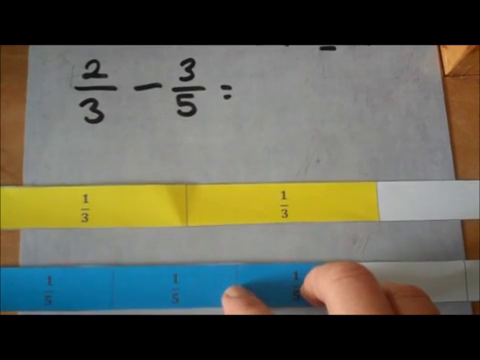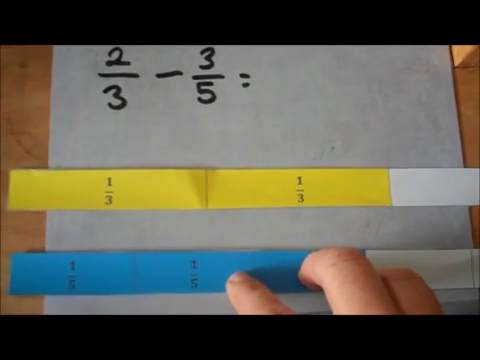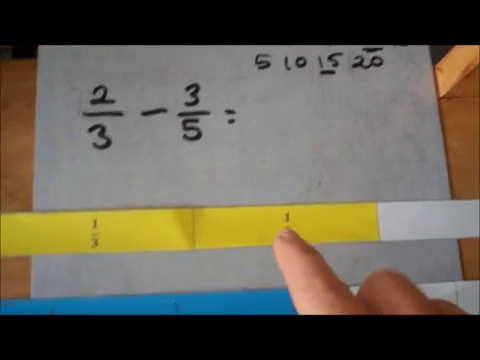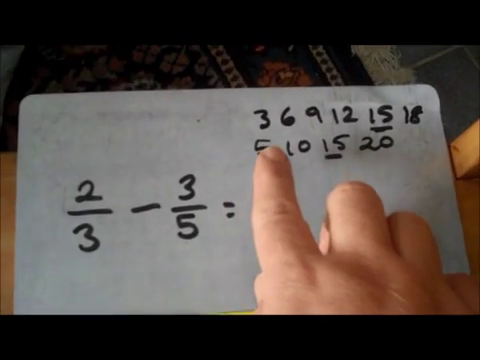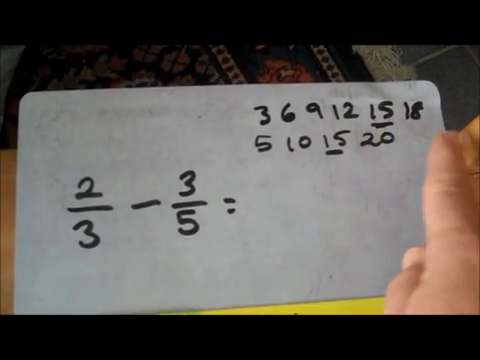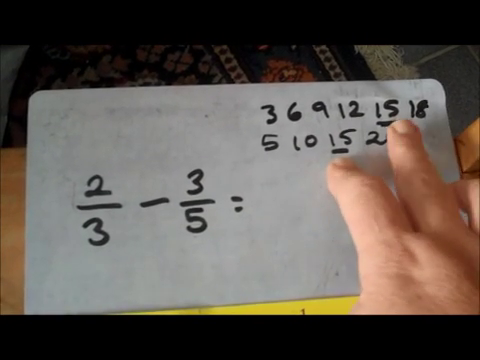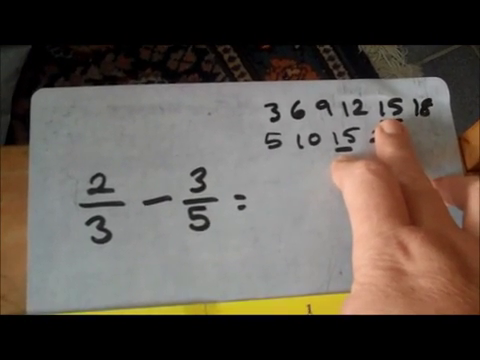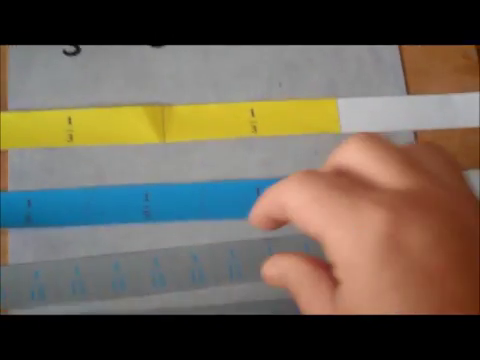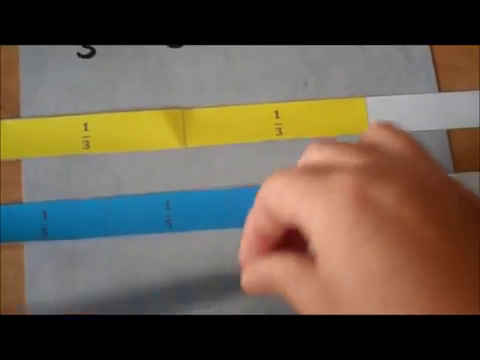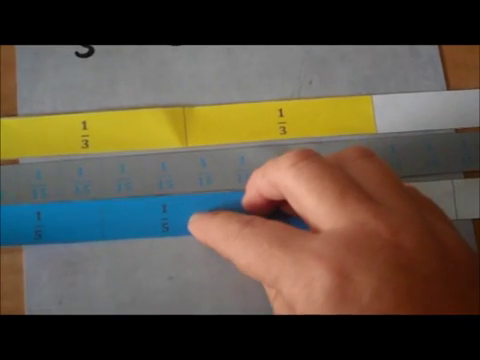So first of all, I have to decide what size pieces I'm going to break these up into so that they're both the same size pieces. If I look at my 3s, 3, 6, 9, 12, 15, 18, 21, and so on, and 5, 10, 15, the first time that they are both the same is 15. So I'm looking for 15ths. Here are my 15ths.